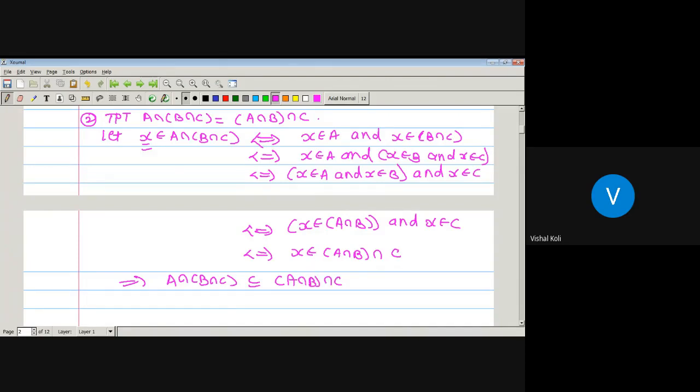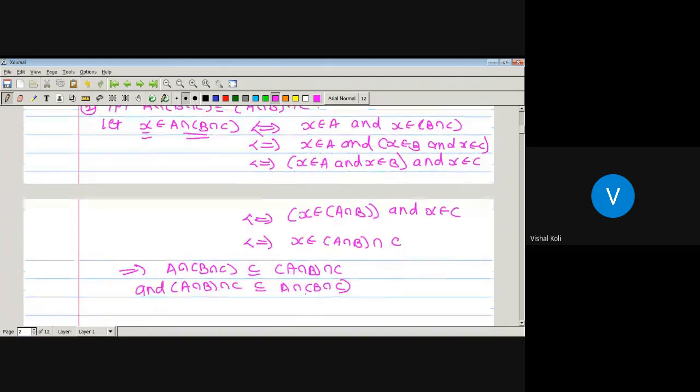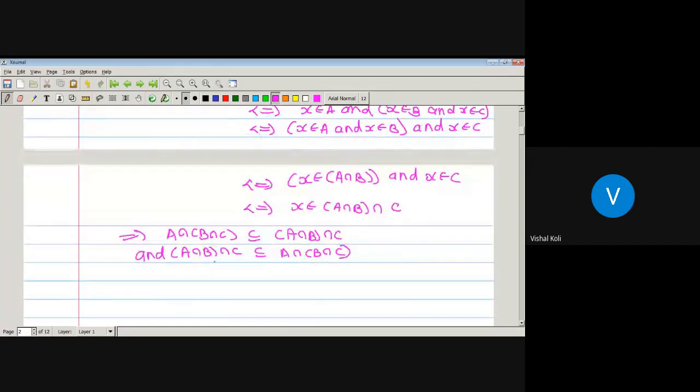But this one is an if and only if statement. Therefore, if we take x belonging to A intersection B intersection C, then it is belonging to A intersection B intersection C. And A intersection B intersection C is a subset of A intersection B intersection C. Okay. So again, here A is a subset of B and B is a subset of A.